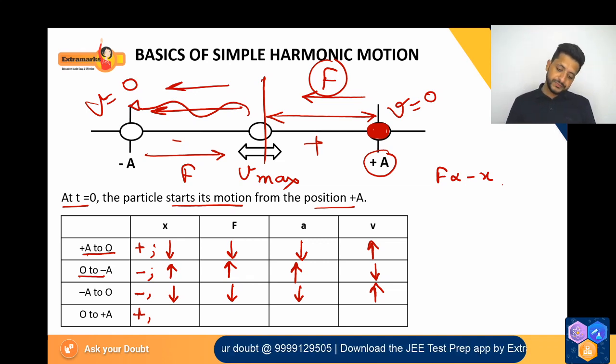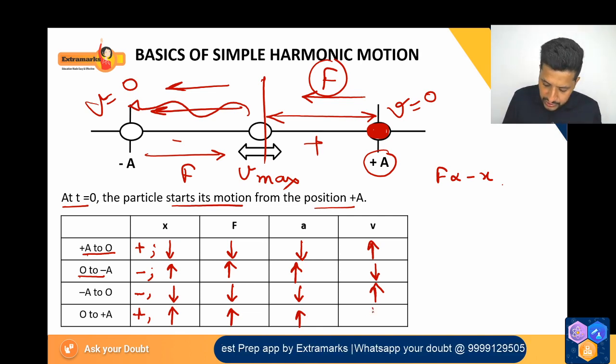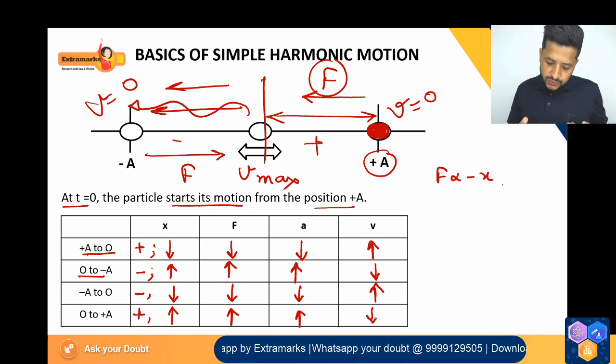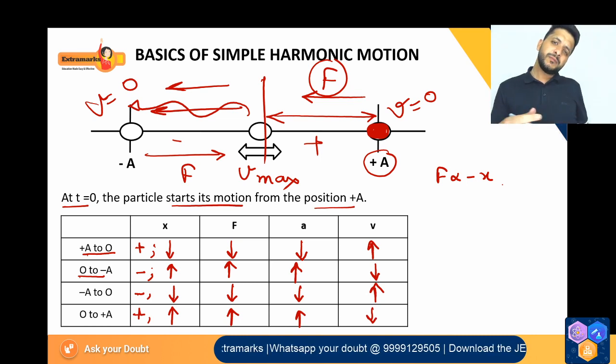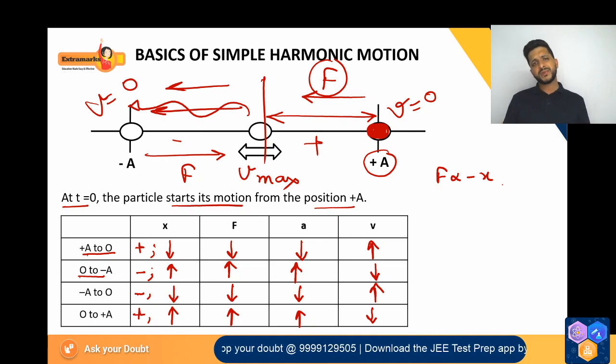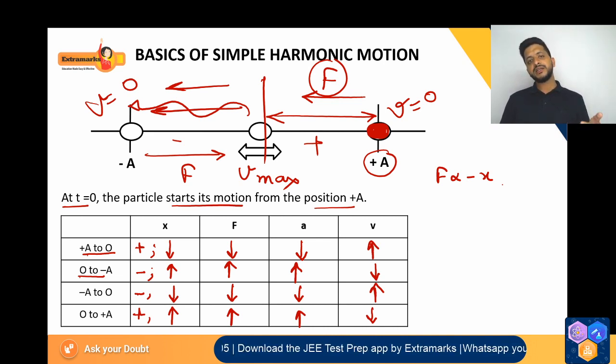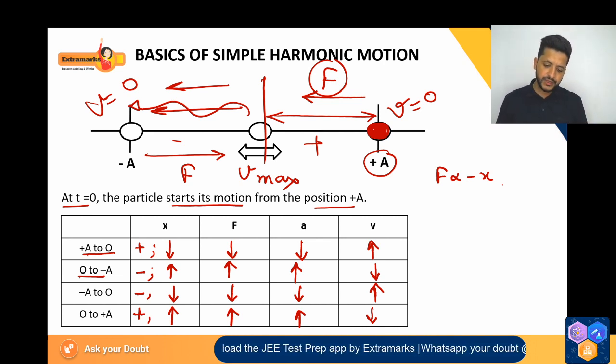Fine. It is going from O to A, so the value of X will now increase. Force will also increase, acceleration will also increase. What happens to velocity? It goes from mean to extreme, so velocity should decrease. So this is what happens to these 4 parameters while a particle is under SHM on this horizontal axis, and the same things apply to a pendulum or a spring mass system or certain other systems which are under simple harmonic motion. Is this clear? Right?